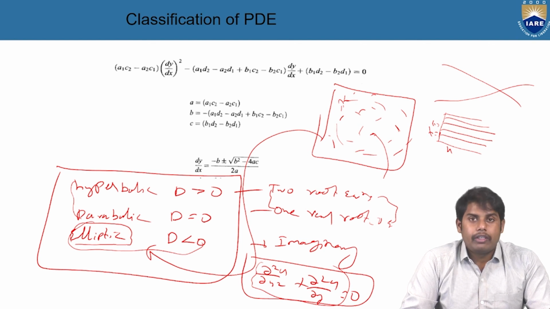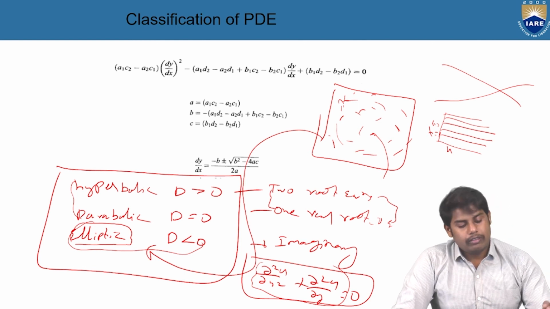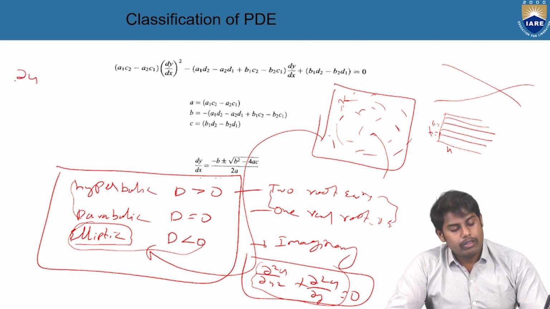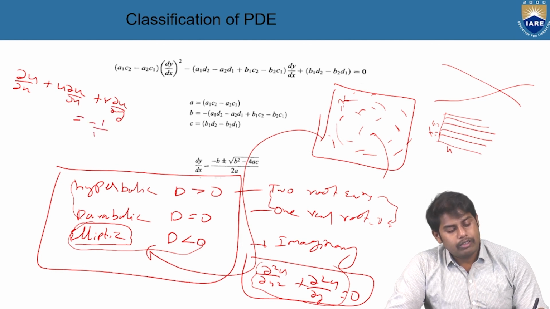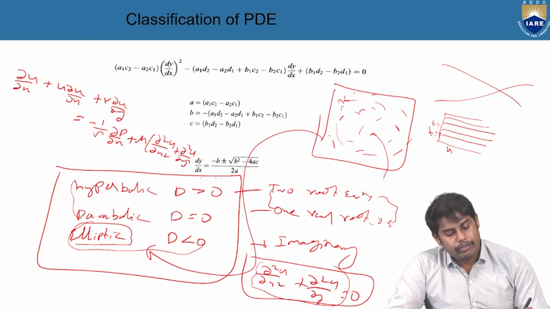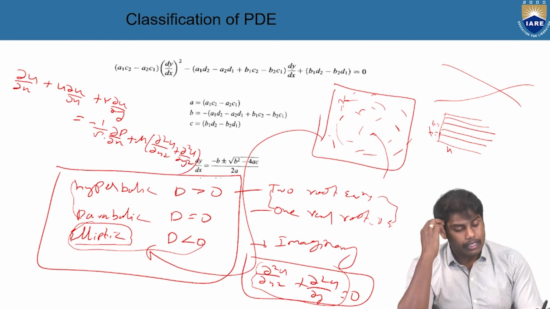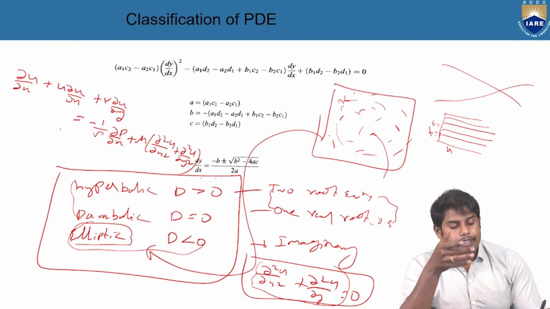Why? Because in our Navier-Stokes equation you have these terms. Basically, you have dou u by dou t plus u into dou u by dou x plus v into dou u by dou y is equal to minus 1 by rho dou p by dou x plus mu into dou square u by dou x square plus dou square u by dou y square. Let's say this is the basic form of the 2D x momentum equation.